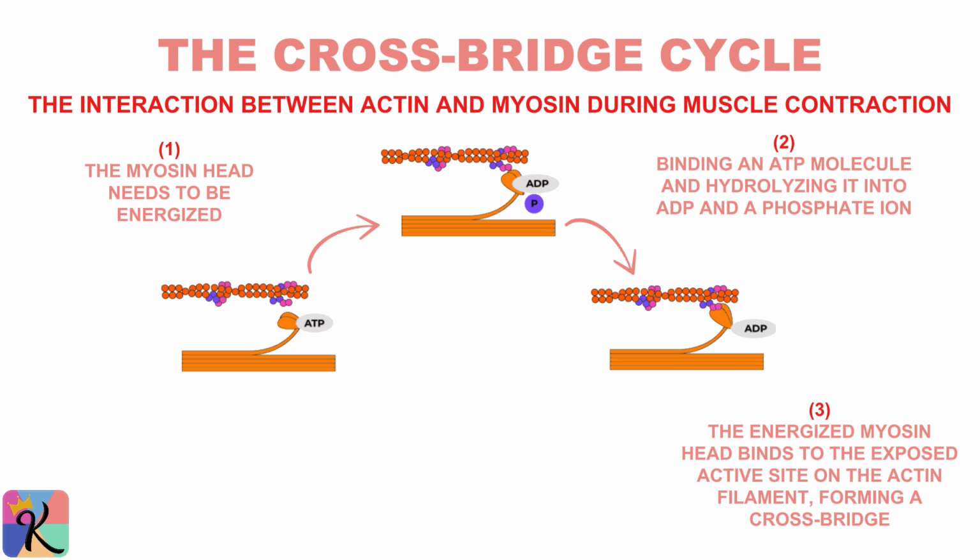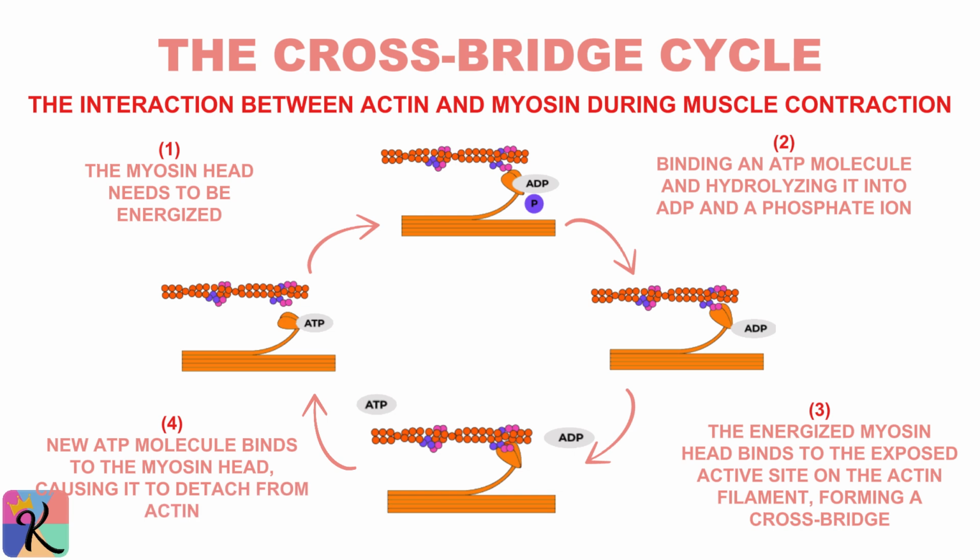The release of ADP and phosphate from the myosin head then triggers the power stroke, where the myosin head pivots and pulls the actin filament toward the M line. After the power stroke, a new ATP molecule binds to the myosin head, causing it to detach from actin. The myosin head then hydrolyzes the new ATP, recocking and readying itself for another cycle. This process repeats as long as calcium ions and ATP are available, resulting in muscle contraction.